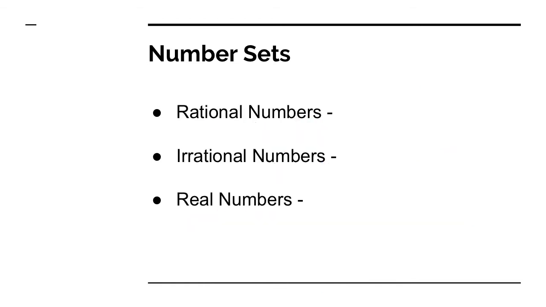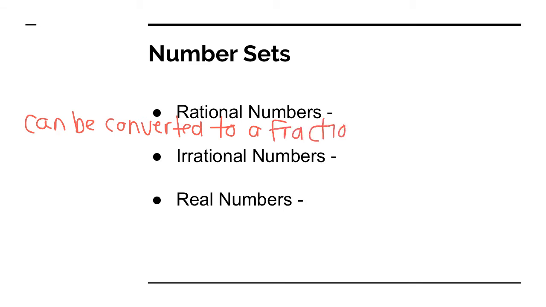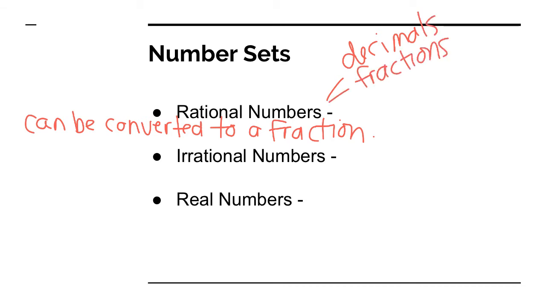All right, so let's move on to rational numbers. A rational number is any number that can be converted to a fraction. So that number line example I just gave you for integers, it's all the in-between stuff. So it's things like decimals and fractions and mixed numbers.